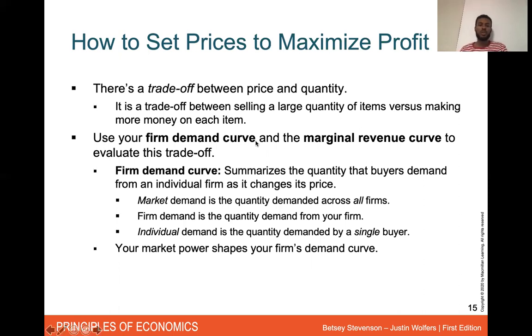So use your firm demand curve and the marginal revenue curve to evaluate this trade-off. The firm demand curve summarizes the quantity that buyers demand from an individual firm as it changes its price. Market demand is the quantity demanded across all firms. Firm demand is the quantity demanded from your firm, and individual demand is the quantity demanded by a single buyer. So, just some differentiation. Your market power shapes your firm's demand curve.